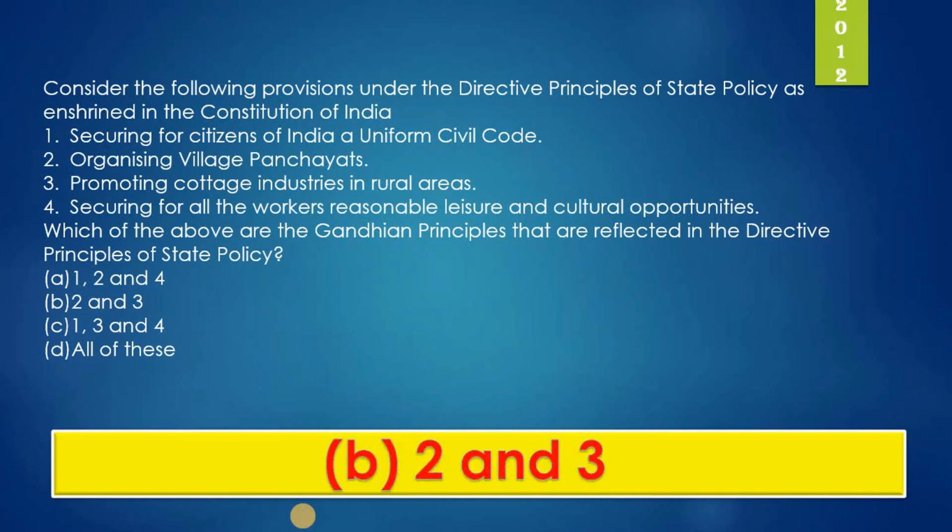The answer is option number B, that is the second and third one, that is organizing village panchayats and promoting cottage industries in rural areas are based upon the Gandhian principles which are mentioned in the directive principles of state policy. Moving on to the next question.